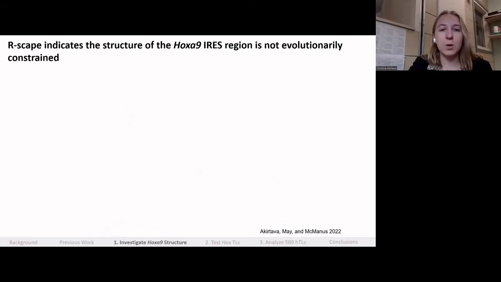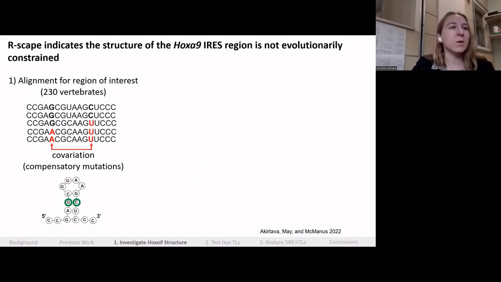To further explore the evolutionary conservation of the putative IRES structure, we compiled homologous regions of the HOXA9 transcript leader for 230 vertebrates. So for this, we had an alignment of the putative HOX IRES region, and using RScape, which is a structure algorithm, it looks for covariation.